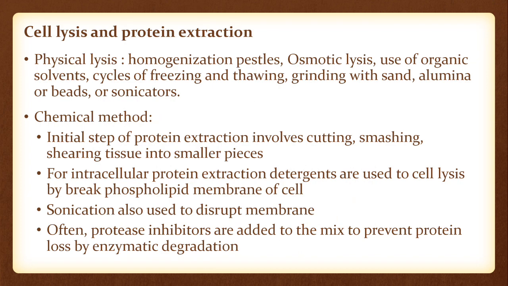So, cell lysis and protein extraction. There are physical lysis and chemical lysis. In physical lysis, like homogenization using pestles, and also osmotic lysis, use of organic solvents, cycles of freezing and thawing, grinding with sand, alumina or beads, or sonicators. These are the physical methods to lyse the cell.